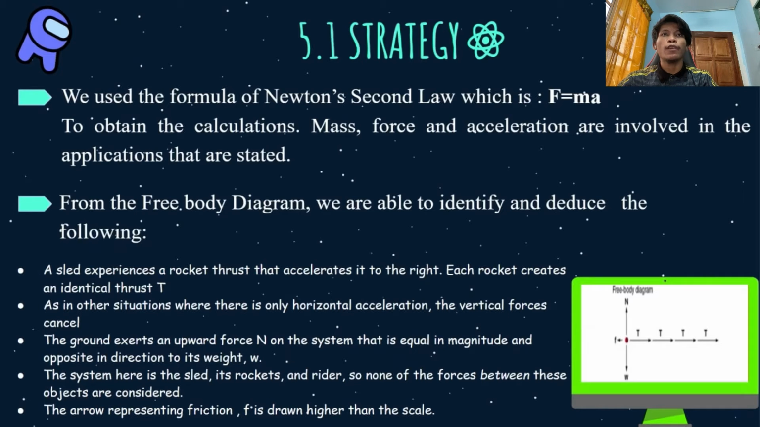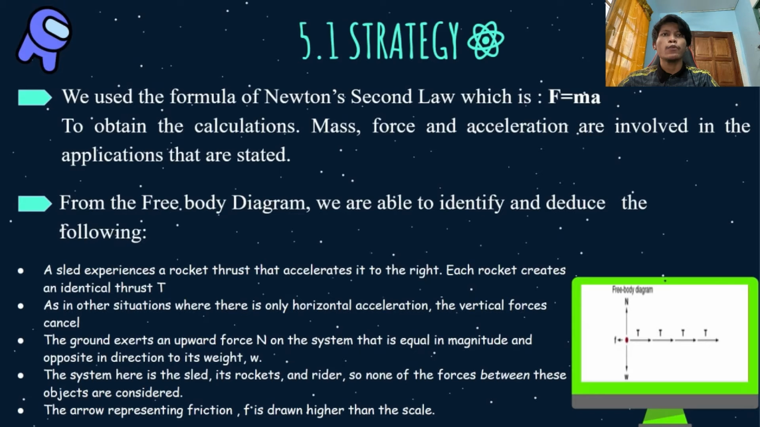We use the formula of Newton's second law, which is F equals ma, where F equals force, m equals mass, and a equals acceleration. After the calculation, mass, force and acceleration are involved in the application that we started. From the free body diagram in the question, we are able to identify and deduce the following: the sled experiences a rocket thrust that accelerates it to the right. Each rocket creates an identical thrust.